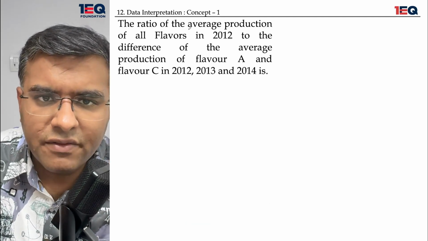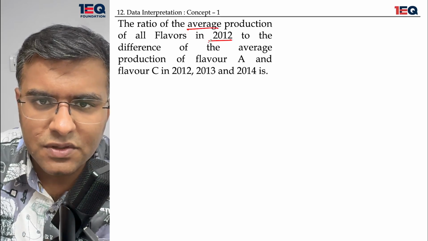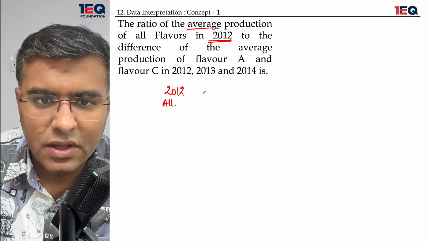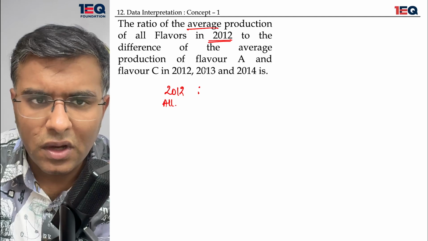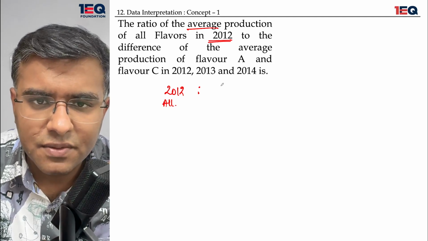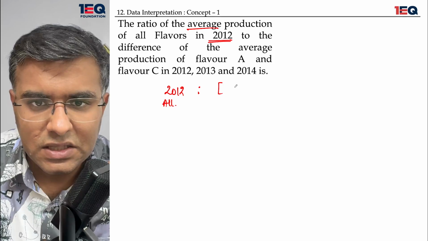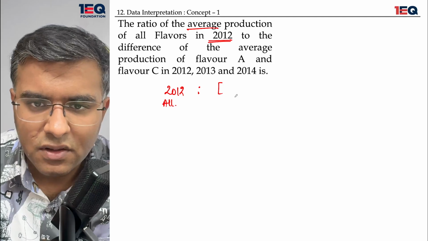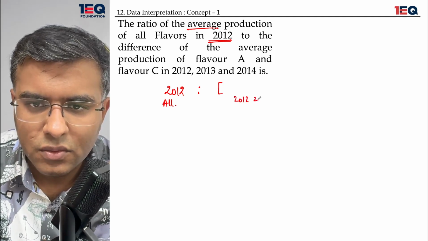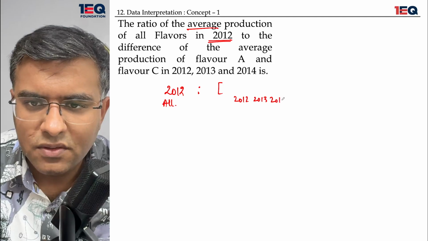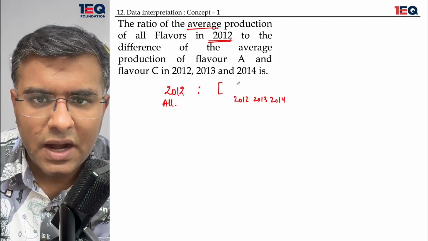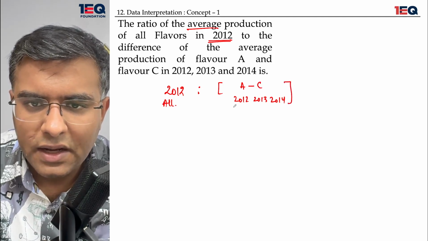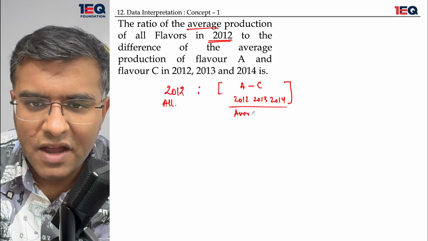The ratio of the average production of all the flavors in 2012 to the difference of the average production of flavors A and C in 2012, 13, and 14. So I'll be checking 2012 for all flavors. Then I need to check these 3 years, 2012, 2013, and 2014, and find out the difference between A and C, and that difference is supposed to be done in the form of an average.